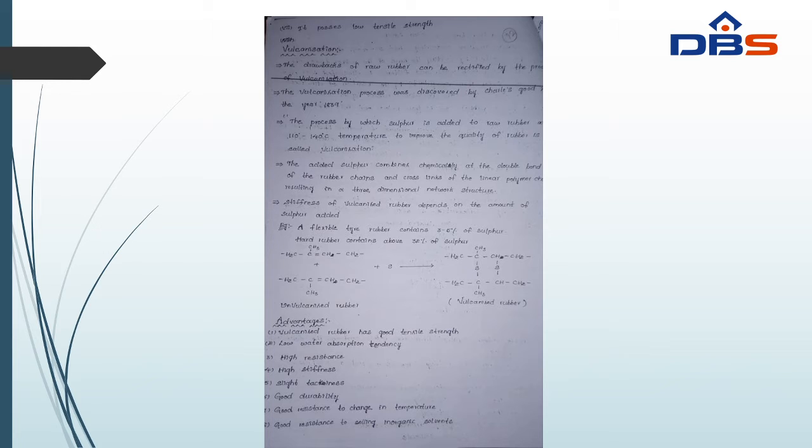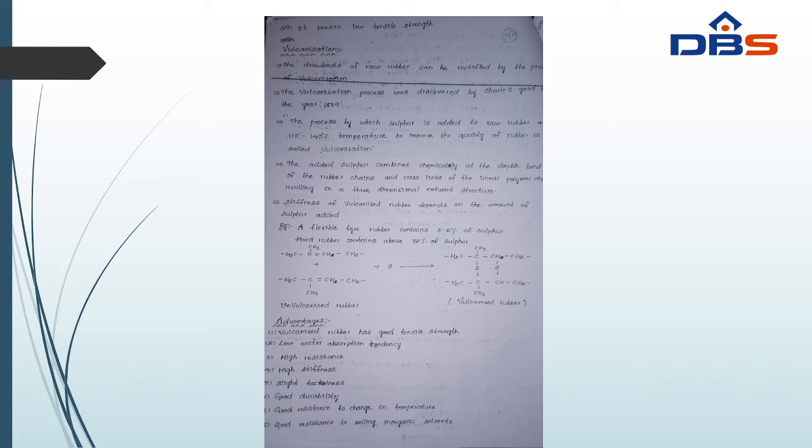The added sulfur combines chemically at the double bonds of the rubber chains and cross-links the linear polymer chains, resulting in a three-dimensional network structure. Next, the stiffness of the vulcanized rubber depends upon the amount of sulfur added. For example, a flexible tire rubber contains 3 to 5% of sulfur. Hard rubber contains above 32% of sulfur.